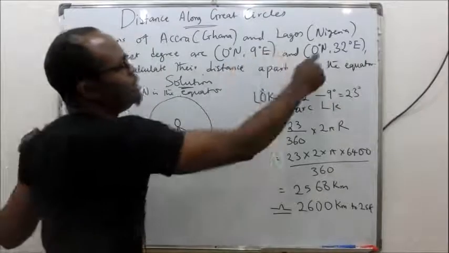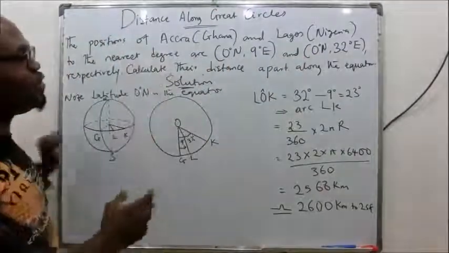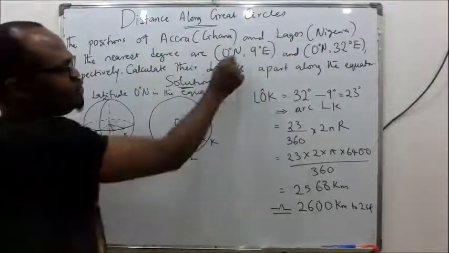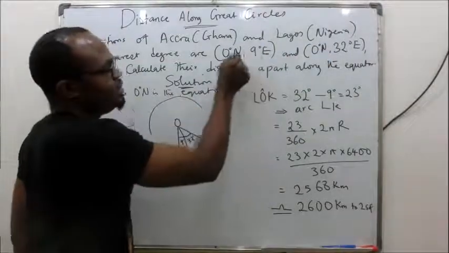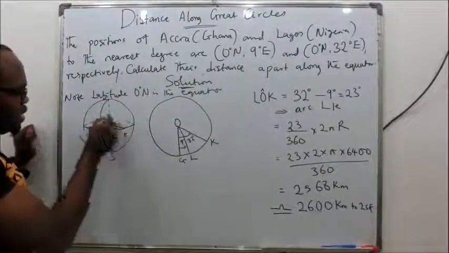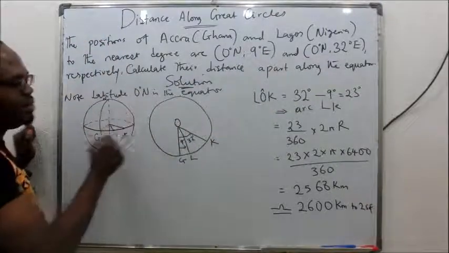And it's also given here. So, whenever you're told to calculate distance between two points on the Earth's surface, you check the one that is consistent. You see that the latitudes are the same. That means that this is done. The two points are on the same latitude.